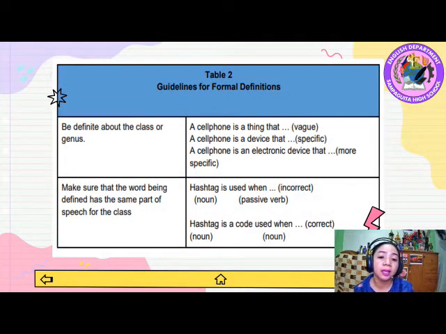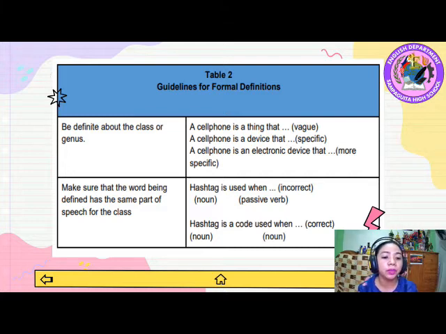So these are the guidelines for formal definitions. First, be definite about the class or genus. So instead of saying a cell phone is a thing that, which is vague, and a cell phone is a device that, which is specific, we have to be more specific, by saying a cell phone is an electronic device that, and then just add phrases that will complete the sentence.